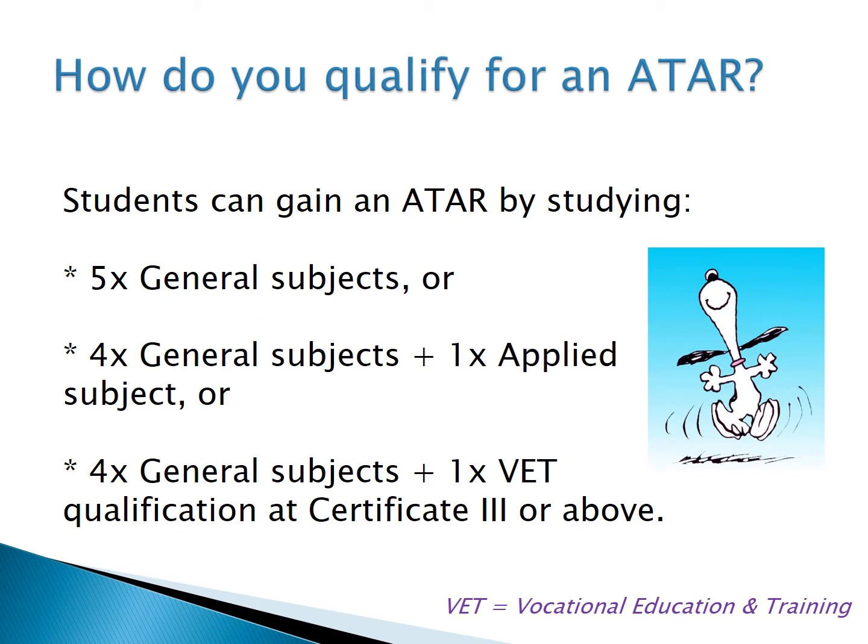How do you qualify for an ATAR? So students can gain an ATAR by studying 5 general subjects, or 4 general subjects plus 1 applied subject, or 4 general subjects and 1 VET qualification at Certificate 3 or above.